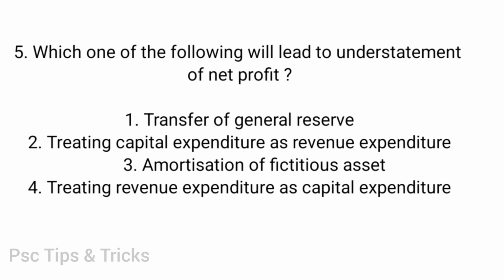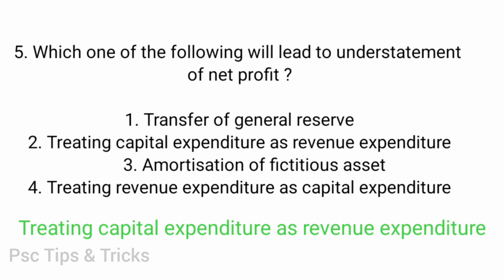Which one of the following will lead to understatement of net profit? Options: transfer to general reserve, treating capital expenditure as revenue expenditure, amortization of fictitious asset, treating revenue expenditure as capital expenditure. Answer: Treating capital expenditure as revenue expenditure.